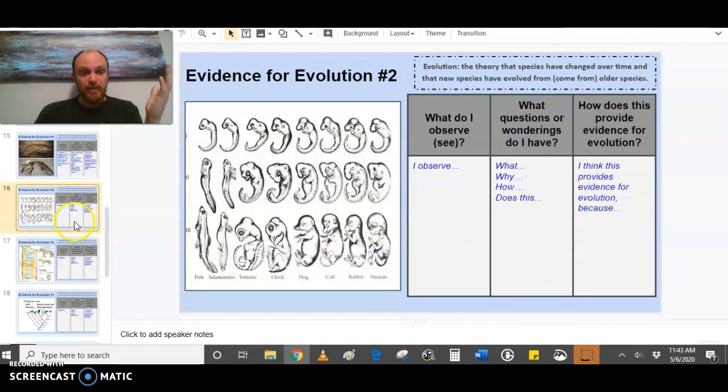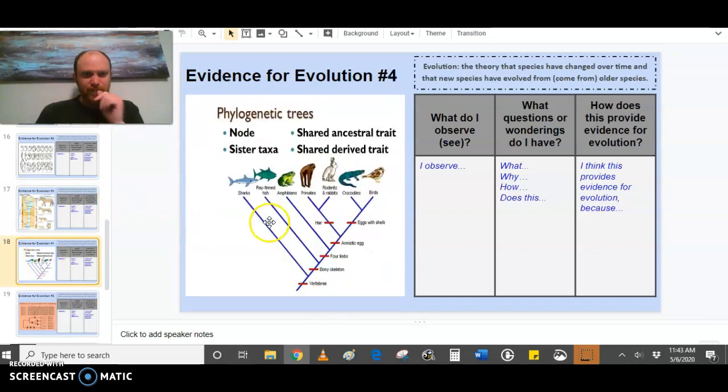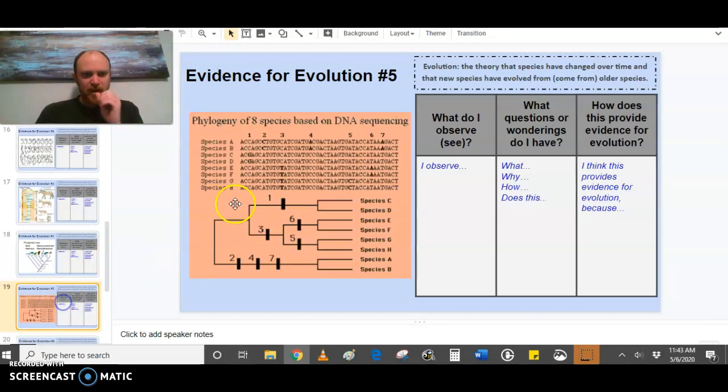So here are the different pictures. Whoa, these are embryos. That's weird. Okay. Here's, looks like there's a timeline here. This looks like a horse. These look like maybe kind of look like horses. Interesting. I gotta look more at that. Ooh, this is a phylogenetic tree. I see sharks, fishes, amphibians, hair. Interesting. Okay. This looks like DNA.